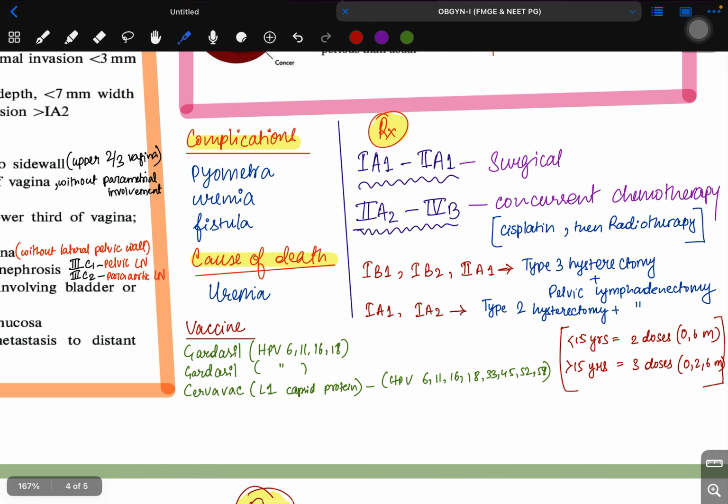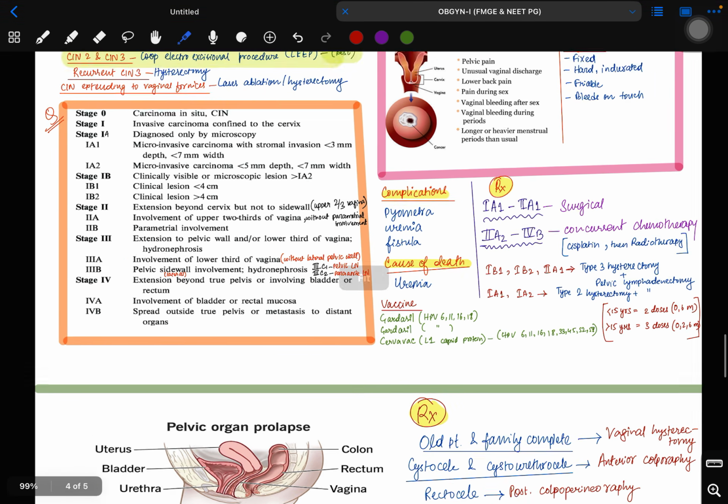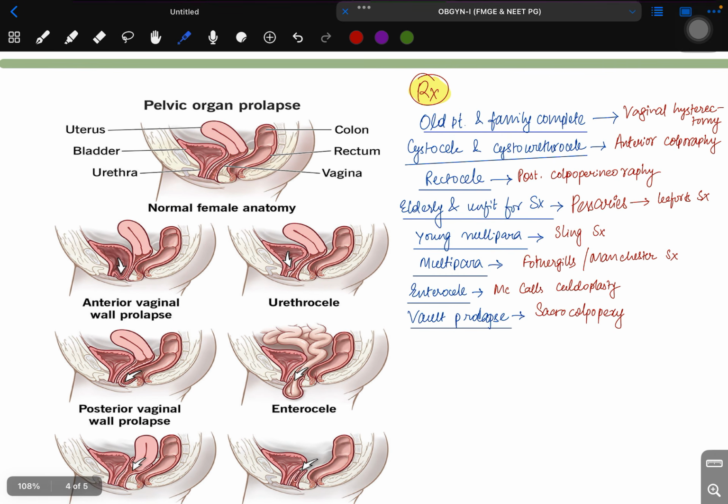And for Cervavac, what is the dose? If the age of the woman is less than 15 years, then we have to give 2 doses at 0 and 6 months. And if the age is more than 15 years, we are giving 3 doses at 0 months, 2 months, and 6 months. Now coming to an important topic, which is the pelvic organ prolapse.